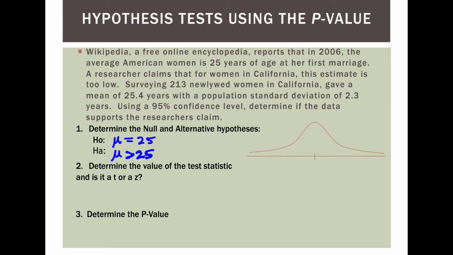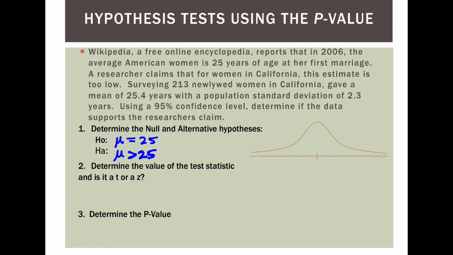All right. Now we want to gather evidence, right? And so the evidence is gathered. We take a sample. We survey 213 newlywed women. And so that's my n. And it seems as though there might be some legitimacy to this claim, right? Our sample result is 25.4 years. And then we're told there is a population standard deviation of 2.3 years.